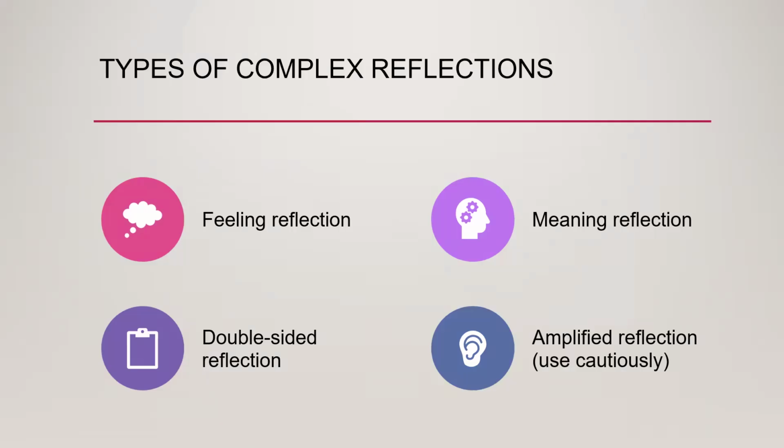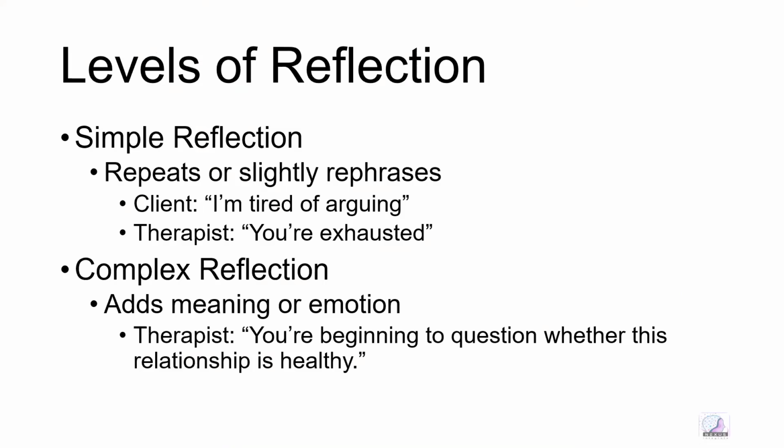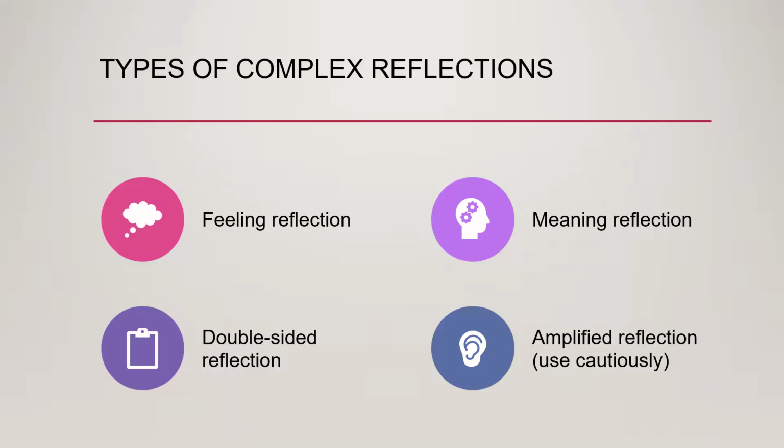Now I have actually mentioned that briefly. So we have different types of, let me take you back a bit. Remember, two levels of reflection in MI. We have simple reflection and complex reflection. Within the complex reflection, we have reflection of feeling, meaning reflection, double-sided reflection, and amplified reflection, which we will say you should use cautiously. Now, we have already talked about feeling reflection and meaning reflection in the other slide.